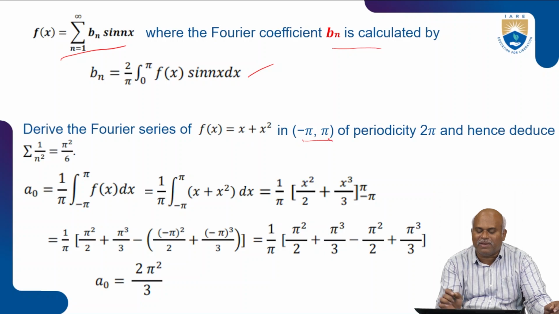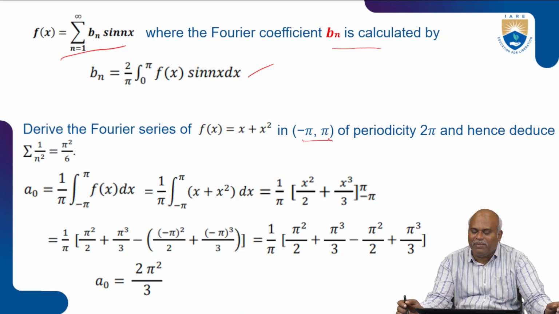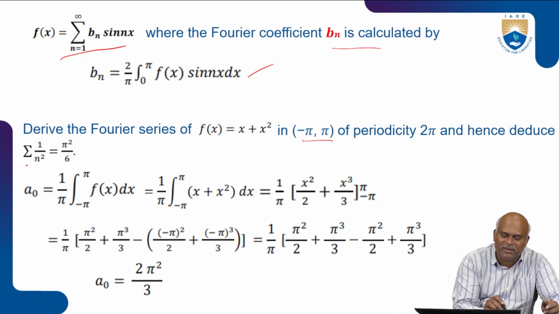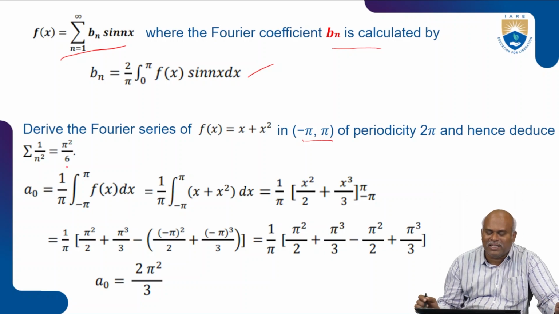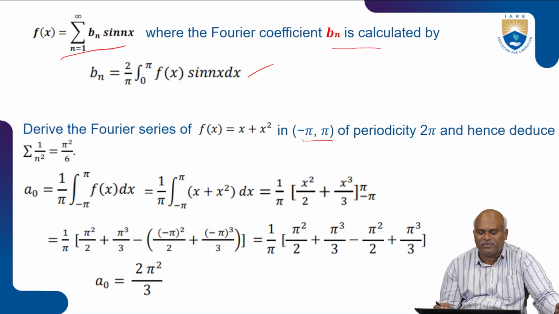The interval is given from minus pi to plus pi. The period of the total interval is equal to 2 pi, and hence deduce the equation summation of 1 by n square equal to pi square divided by 6. Okay, we need to prove this one.